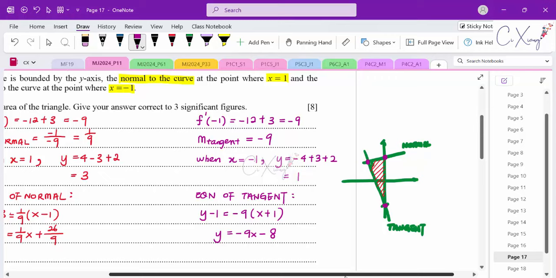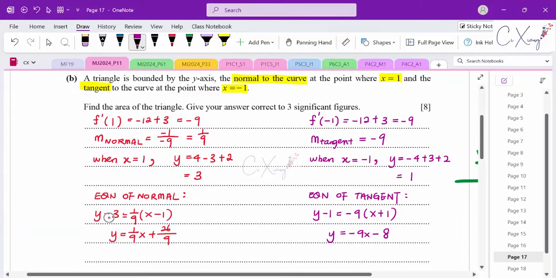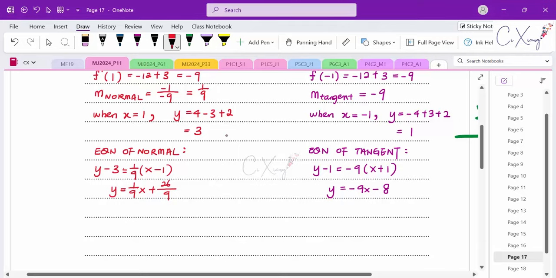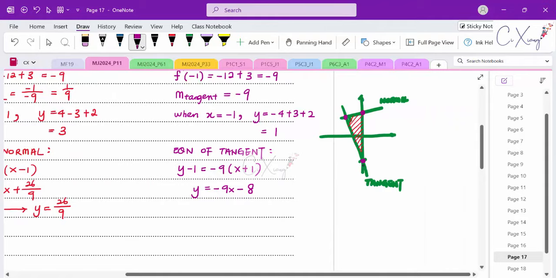Okay, so I go back to the normal equation. For this normal equation, I want to find the y-intercept, so I let x equals to 0. When I let x equals to 0, what I get is y equals to 26 over 9. For the tangent, also the same. For the tangent line, I want to find the y-intercept, so I also let x equals to 0. Then what's the value of y that I get? The value of y that I get is negative 8.